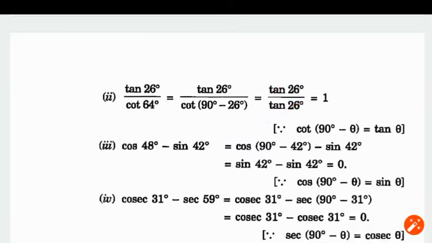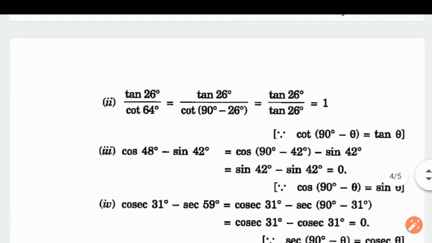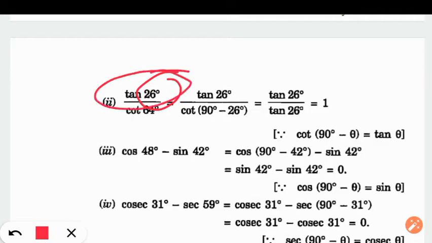You can change either 64 degree to 26 degree or 26 degree to 64 degree, but only one. You can change one of the angles, not both of them. If you change both of them, what will happen? In the numerator you will get cot 64 degree and in the denominator you will get tan 26 degree. Nothing will happen.